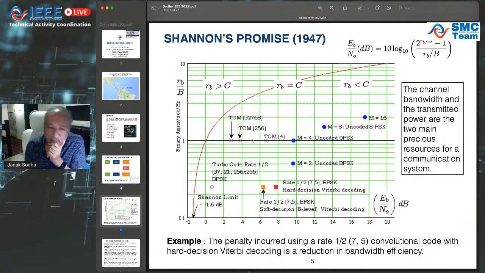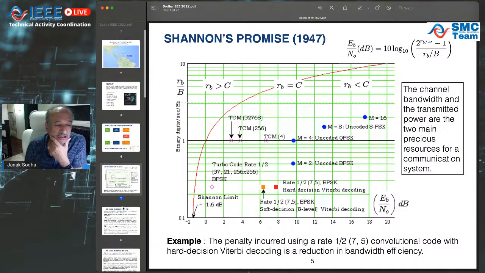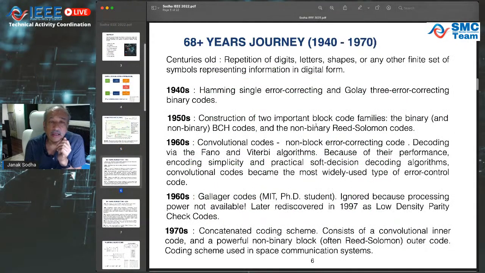So this is the big picture, and TCM here is trellis-coded modulation, which I will mention briefly, and you can see its journey along the path. Turbo codes we will look at, one of the most powerful codes, and this was a revolution. We moved from here to here, and that was a huge step. As soon as turbo codes came out, we then managed to creep along here. So let's look at that journey. The 68 plus years of journey.